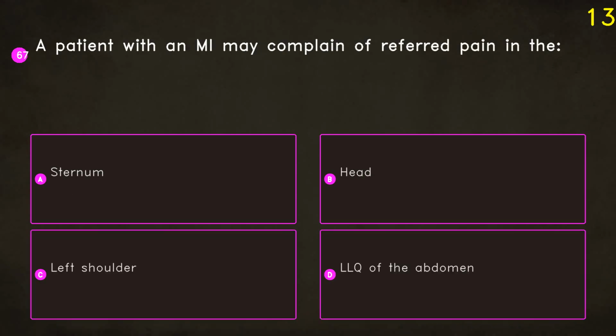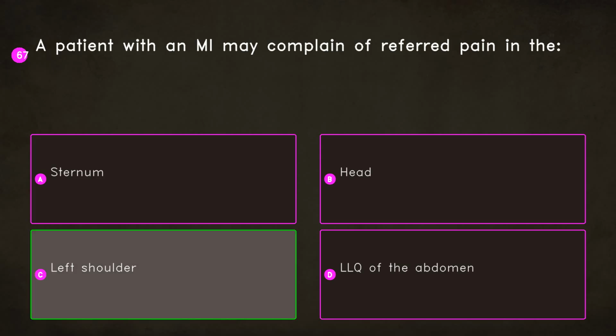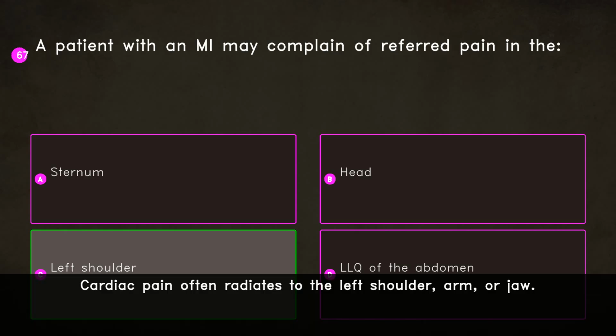Question 67. A patient with an MI may complain of referred pain in the A. sternum. B. head. C. left shoulder. D. LLQ of the abdomen. The correct answer is left shoulder. Cardiac pain often radiates to the left shoulder, arm, or jaw.